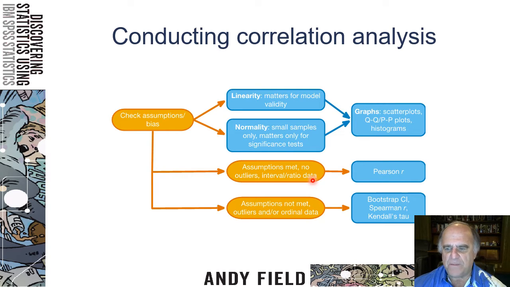If the assumptions are met, then we can use Pearson's r. If the assumptions are not met, we can use a non-parametric test, such as Spearman's rho or Kendall's tau, or we can bootstrap our confidence intervals or confidence limits for r. But probably in most cases, even if the assumptions aren't met, you're often going to be using r. If you have outliers, I would assume maybe you're just removing the outliers. And if you have ordinal data, well, then maybe you better go back and remeasure things.